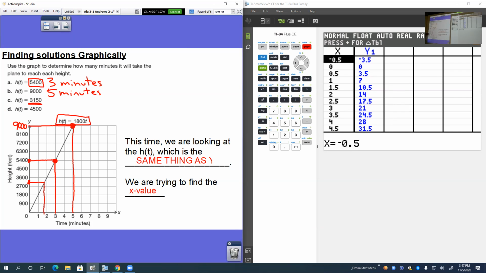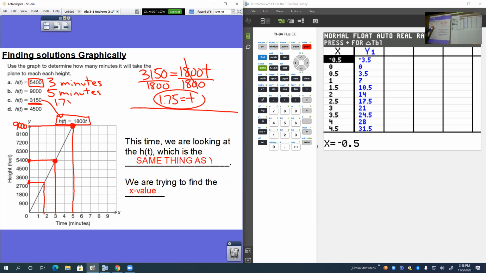We know that we're at 3150 for our height. So that's what that number is. So we could really take and do 3150 equals 1,800 t, so that we could find the time. So you would have to divide, it's just a one-step equation, divide by 1,800, divide by 1,800. 3150 divided by 1,800 gives you 1.75 equals t. So that is where 3150 is.